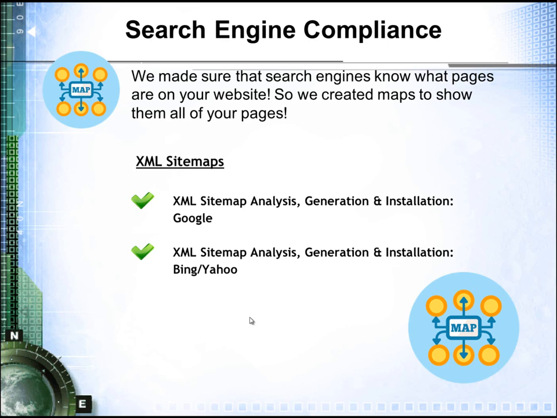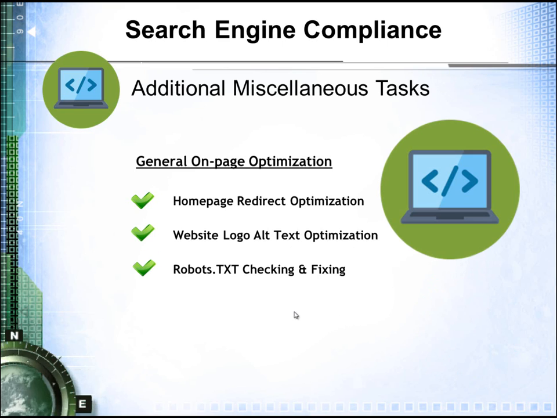Those are the basics. So we create a map and we give it to Google and Bing to let them know how many pages you have on your site and what those pages are to make sure they're aware. And then we go through some general on-page optimization things. Robots text is just telling the search engine bots to come and look at your pages, or if there's some sensitive pages, maybe we tell them not to.